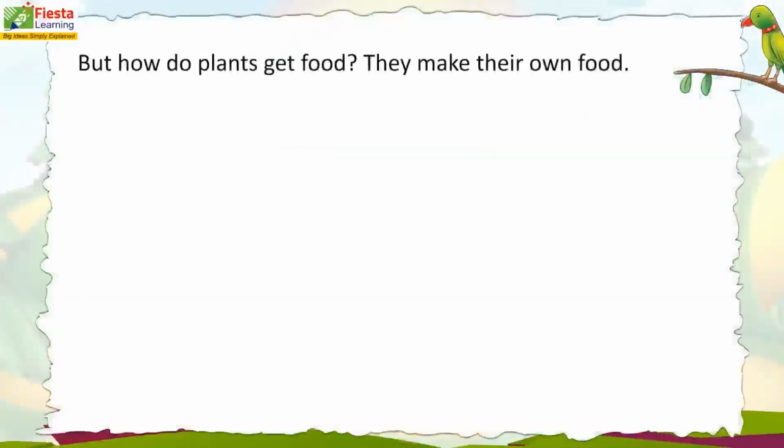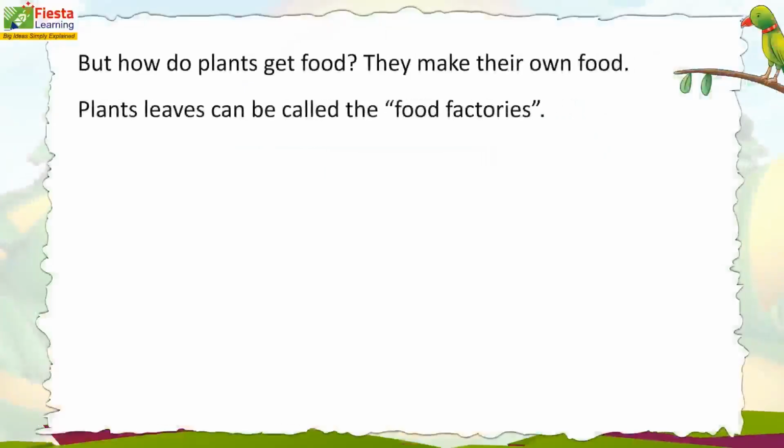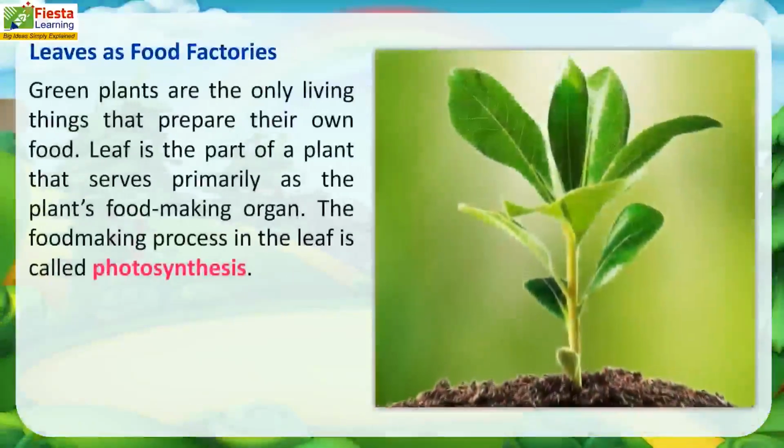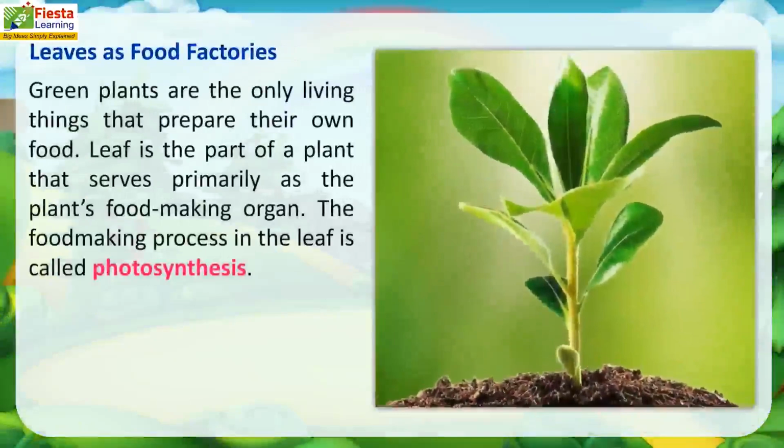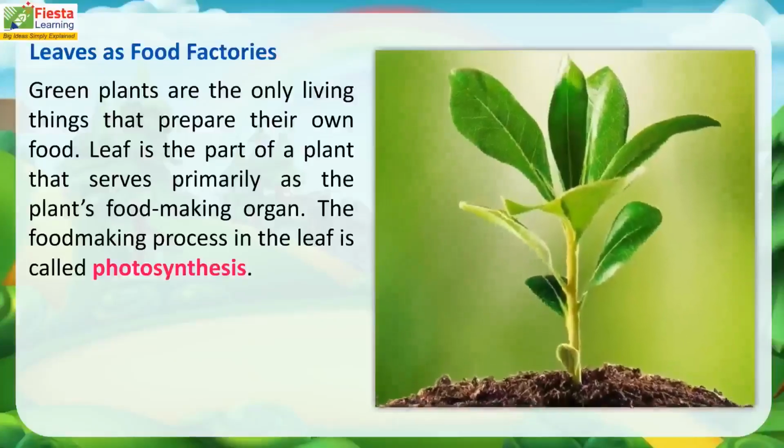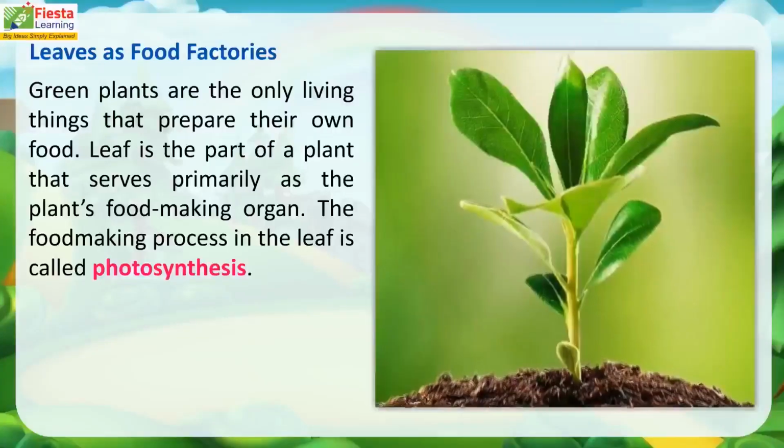But how do plants get food? They make their own food. Plants' leaves can be called the food factories. Leaves as food factories. Green plants are the only living things that prepare their own food. Leaf is the part of a plant that serves primarily as the plant's food-making organ. The food-making process in the leaf is called photosynthesis.